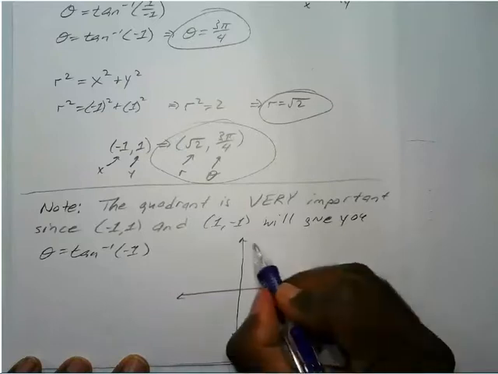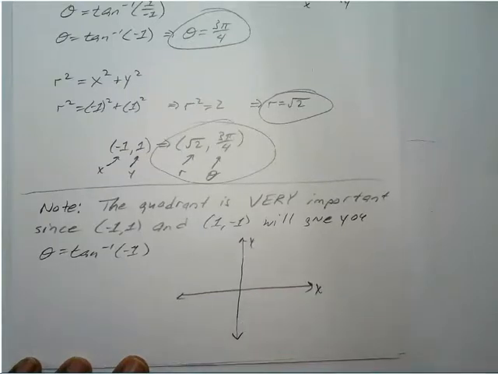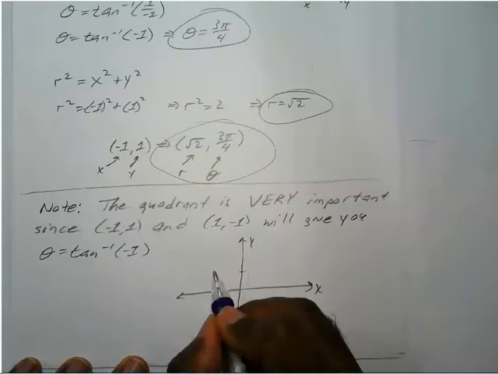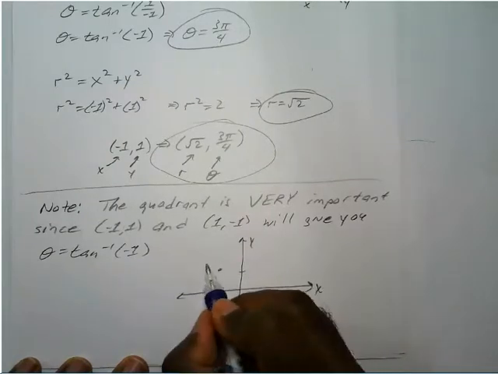So we have our x and we have our y. They gave us negative 1, 1. So let's say this is negative 1, 1.